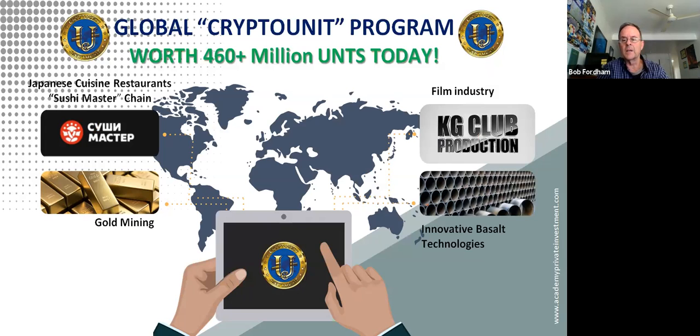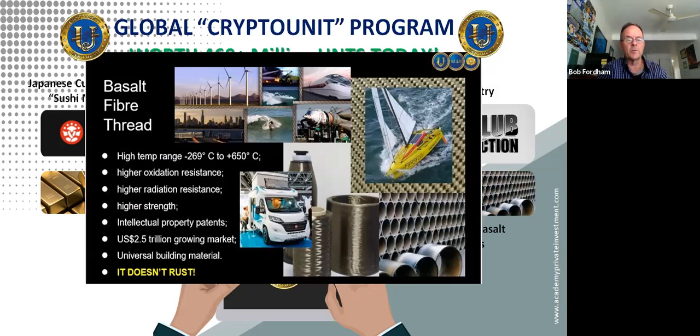We also have the amazing innovative basalt technologies. This is an incredible technology that does not rust. It is a universal building material that over 30% of the Earth's surface is covered by. So the advantages of basalt can be higher oxidation resistance, higher radiation resistance, higher strength, up to 3 times stronger than steel, intellectual property patents, and an eco-friendly carbon footprint, much, much less than steel and other products like fiberglass and plastics. So we can produce anything that is built from any material can be made out of basalt.